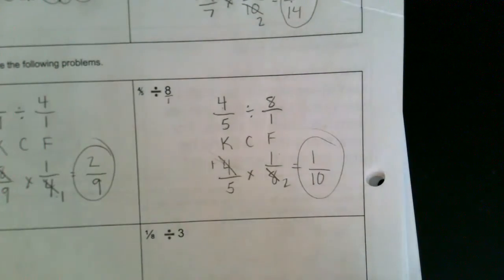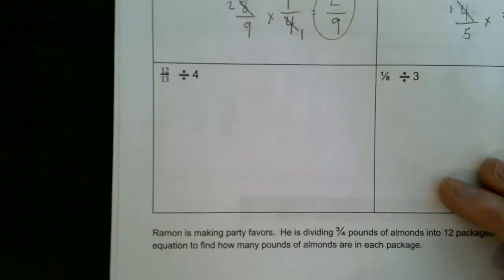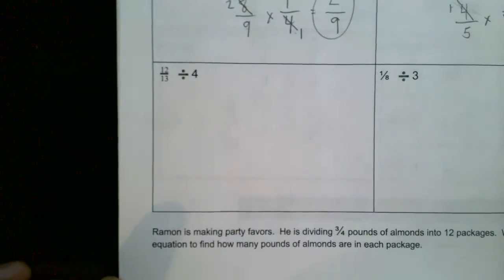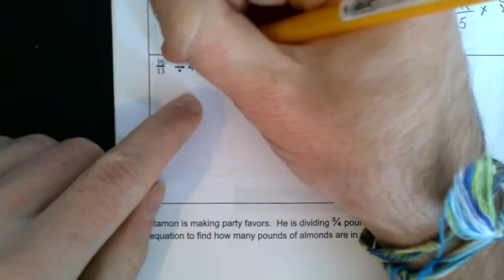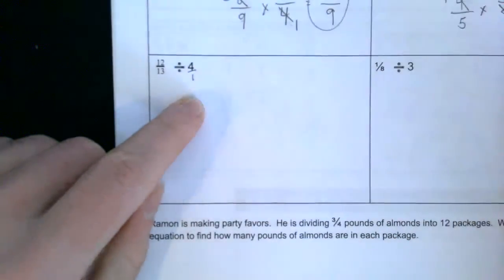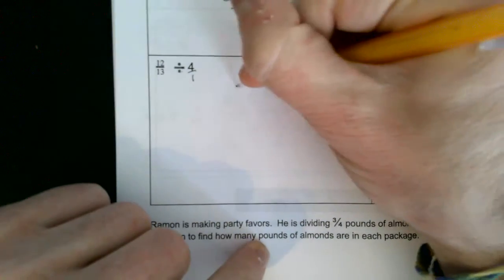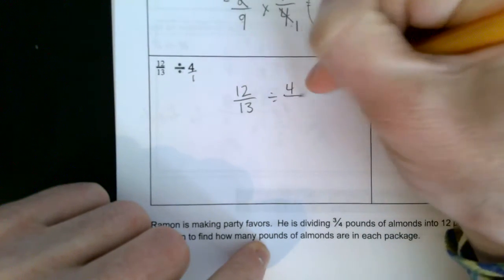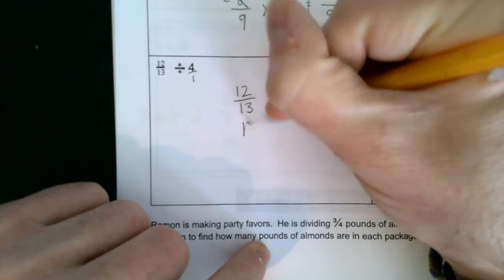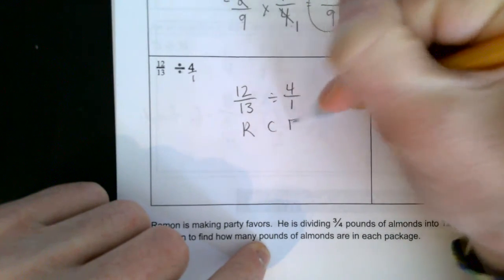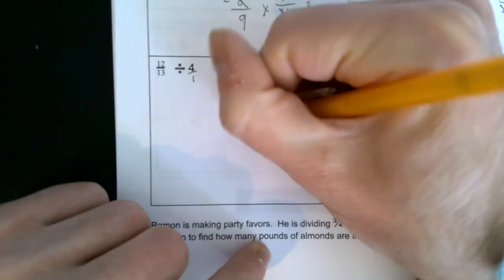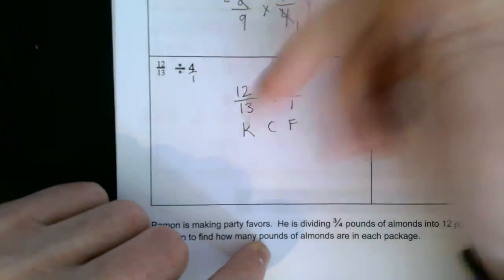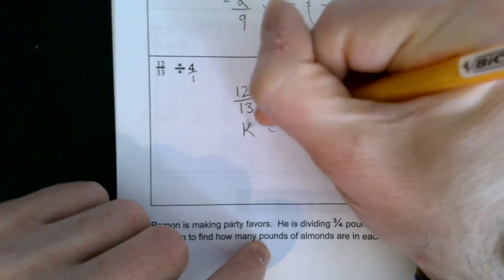All right, we're going to do two more here. So again, you can try these on your own, or you can do it with me. It's up to you. All right, 12/13 divided by 4. I'm going to change that to a little fraction there. 12/13 divided by 4/1. Keep. Whoop, that looks like an R, but it's a K. Was trying to be a little too ornamental with that K.